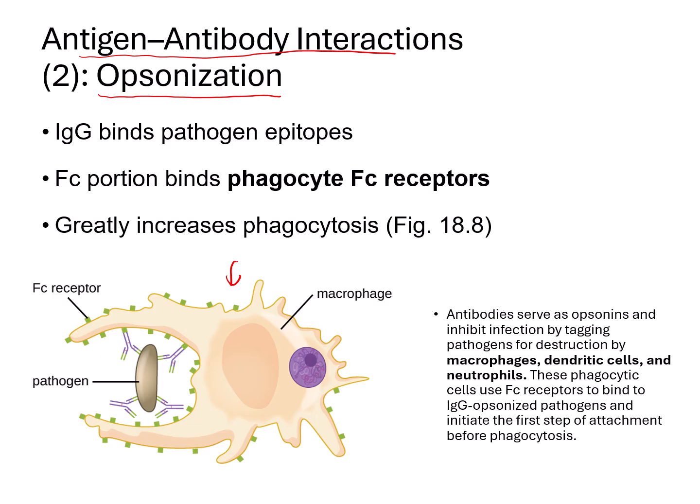So what you're going to see is that IgG can bind to a pathogen, and the constant region, remember that bottom part of the Y structure or Y shape, is going to bind to Fc receptors that are found on phagocytes like macrophages, dendritic cells, or neutrophils. And this dramatically increases phagocytosis efficiency.